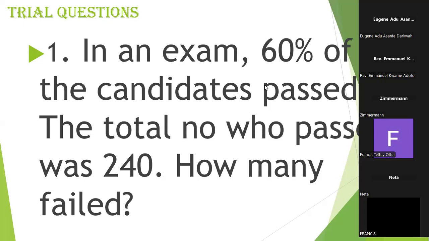Now we know the 240 as the number that passed. So 0.4 times 400 is going to give us the 160. That is the 40% of the 400. That is beautiful and understandable.